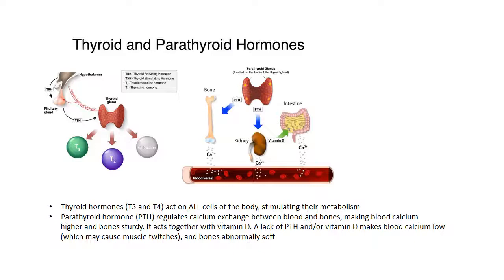Okay, and a couple of words about bones. We say parathyroid hormone and/or vitamin D makes blood calcium high, and it makes bones sturdy. If there is not enough of these hormones, especially vitamin D, bones become soft, abnormally soft.